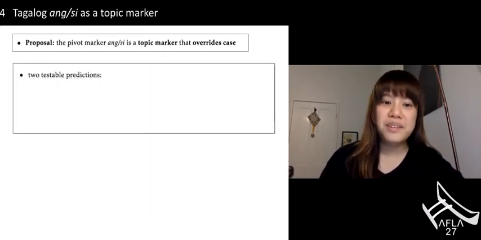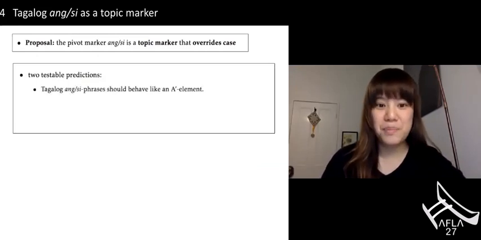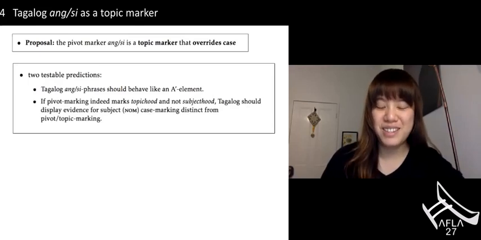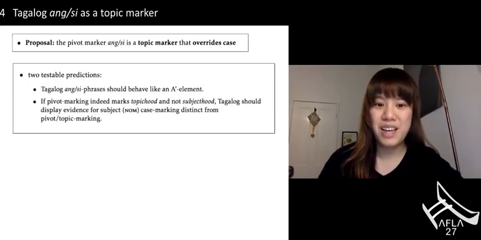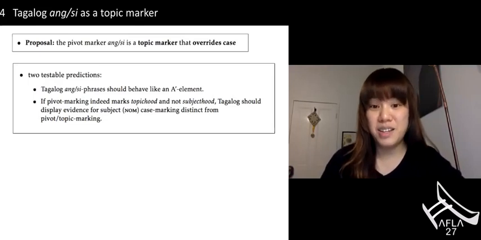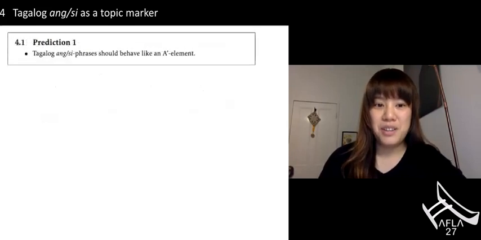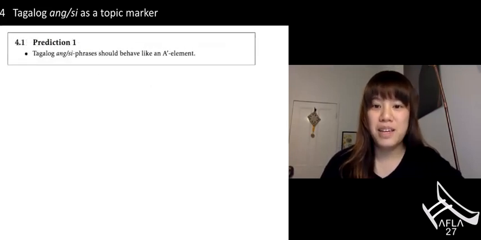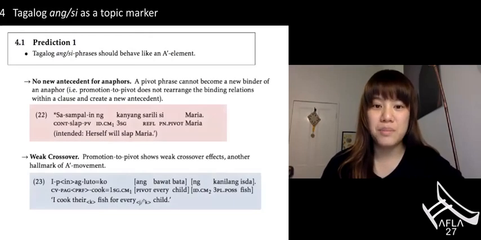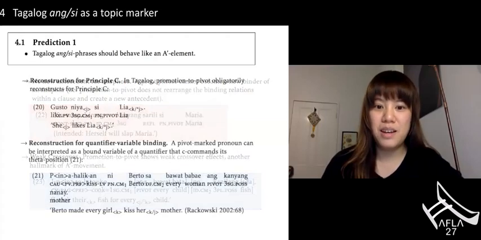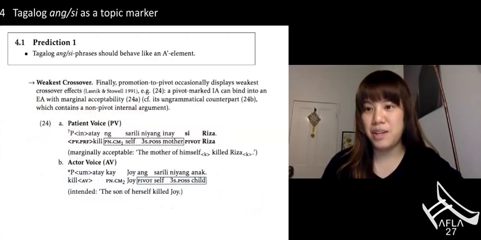Okay, so this analysis makes two testable predictions. The first is that Tagalog pivot phrases should behave like an A-bar element, namely topic. And second, if this analysis is correct, then we expect to see some kind of true subject marking, such as nominative, in Tagalog. So the first prediction, that pivot should behave like an A-bar element, is borne out by a number of binding tests. But due to the time constraint, I will be skipping these data, but I'm happy to return to them during the Q&A.